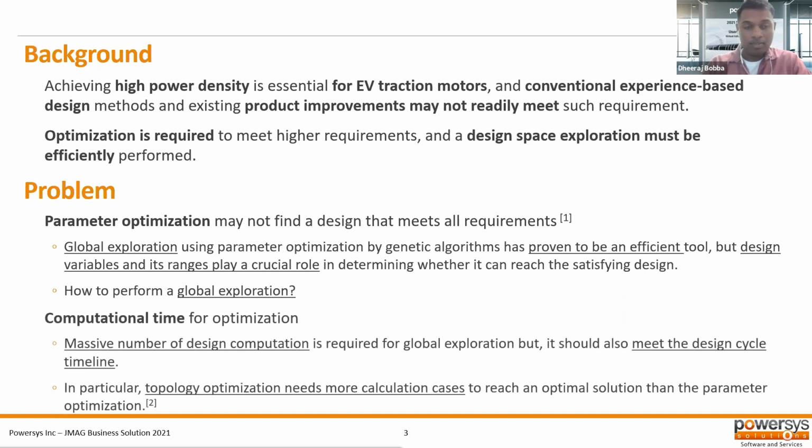Also, the second problem is the computation time. Of course, there is usually a massive number of designs required to perform a global exploration, and this computation time should also meet the design cycle timeline in the company. In particular, topology optimization requires a lot more cases or designs to make sure it explores the entire global space.